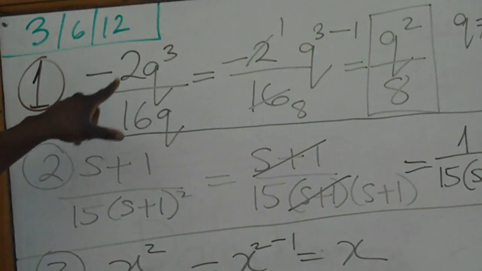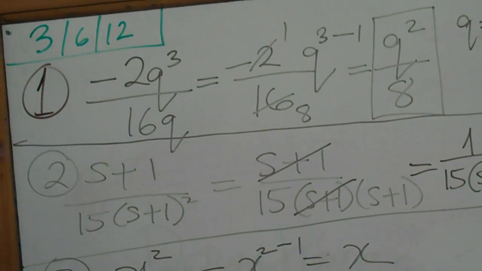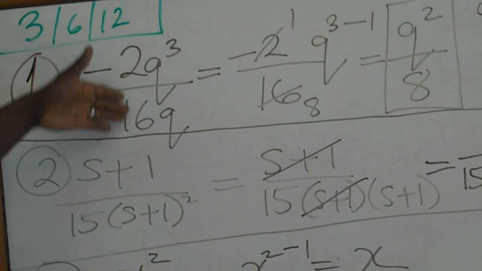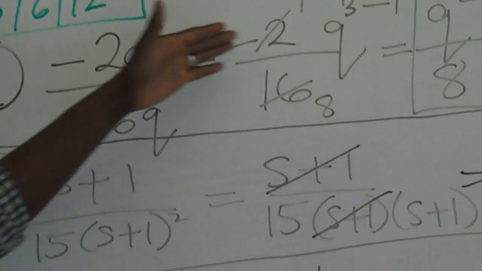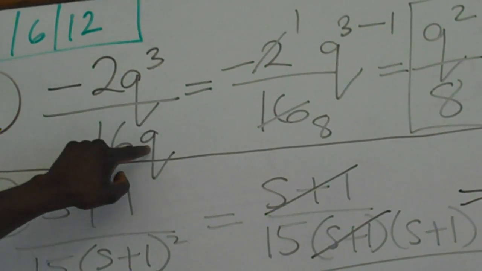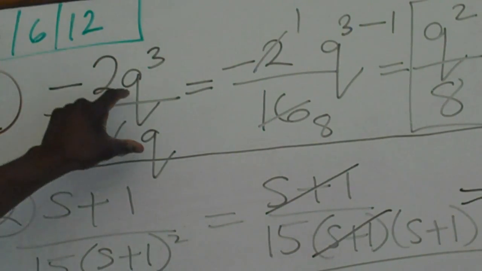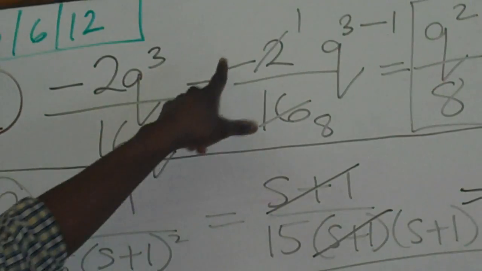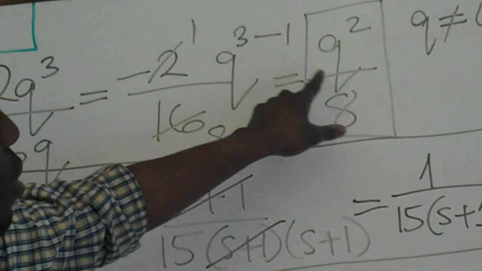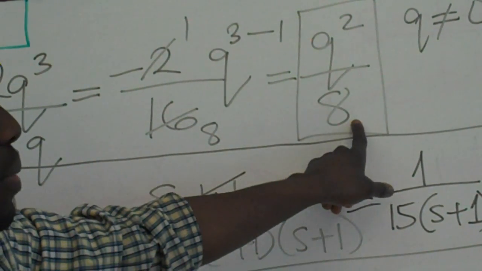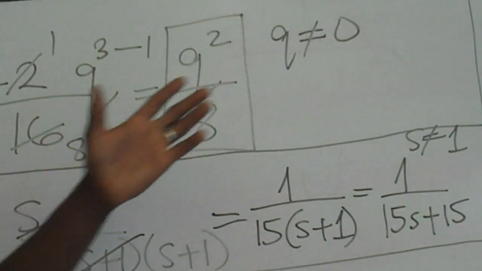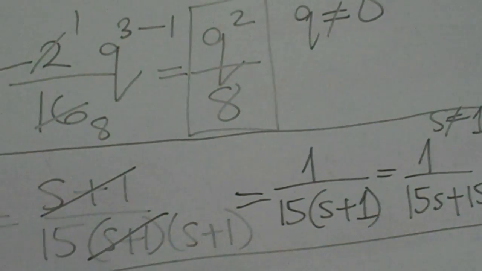The first one, we have minus 2q cubed over 16q. We simplify the 2 over 16. It becomes 1 over 8. And then for the q, we bring this q here. We use one of the laws of indices, which says since we have the same base, we can bring that up, and so we get q to the 3 minus 1. So it becomes q squared over 8. The excluded value is 0. You can't have 0 in the denominator.